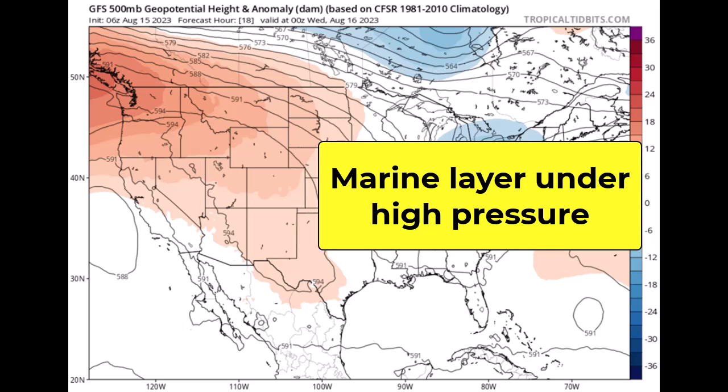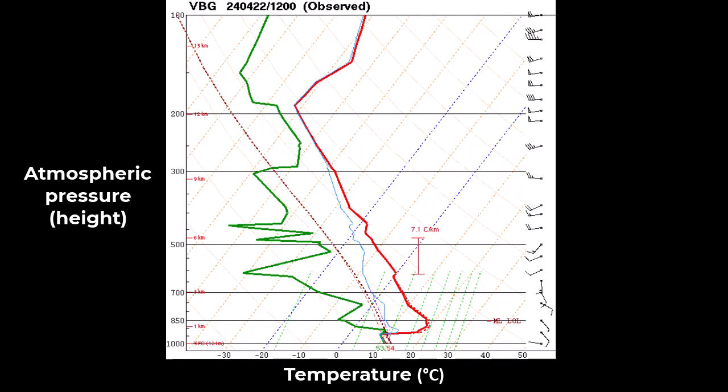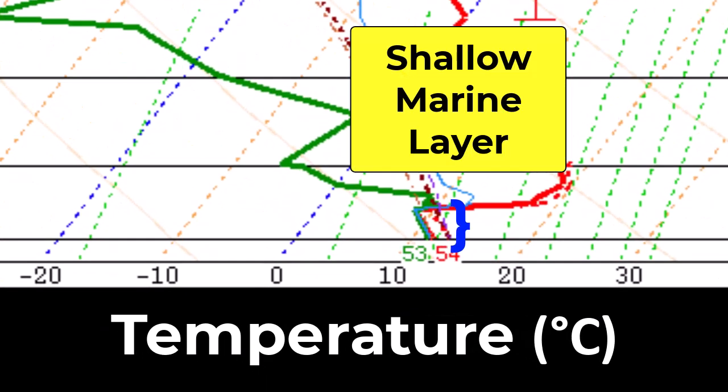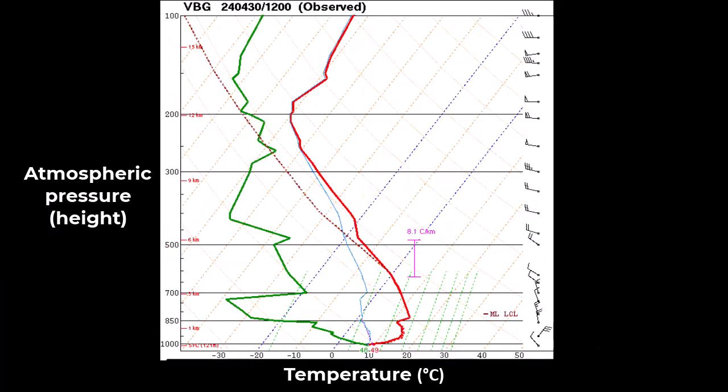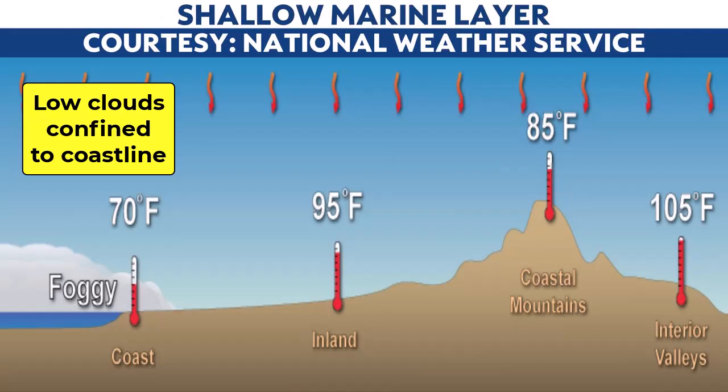Let's start by looking at how the marine layer is affected by a strong area of high pressure overhead. Like we discussed in a previous video, air descends to the surface and warms under high pressure. As such, this will squish the marine layer, making it become shallower as well as strengthening the inversion. Sometimes if high pressure is sufficiently strong, the marine layer is eliminated and the inversion becomes surface-based. When the marine layer is squished, any low clouds are usually confined to the coastline and typically clear by early to mid-morning with daytime heating.